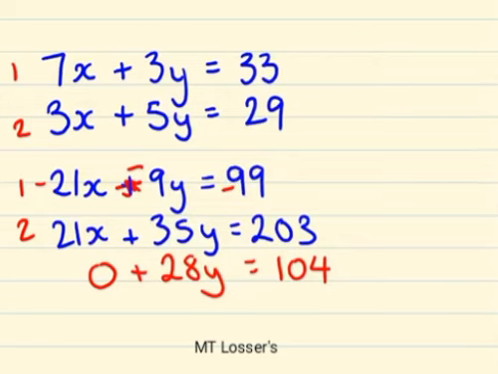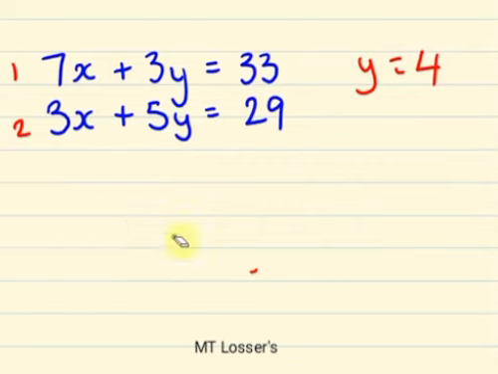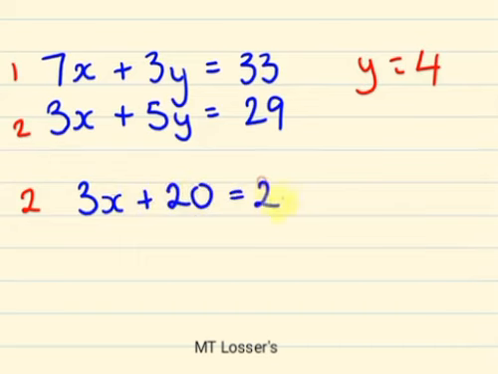Hopefully the answer you get when you do that is y being equal to 4. We're going to substitute our values in, and this is what we'll get. I'm going to substitute it down here into equation 2 this time. What we'll end up with is 3x plus 5y, so 5 times 4 is 20, and it equals 29. So taking 20 off both sides, we end up with 3x equals 9. Therefore, x equals 3.